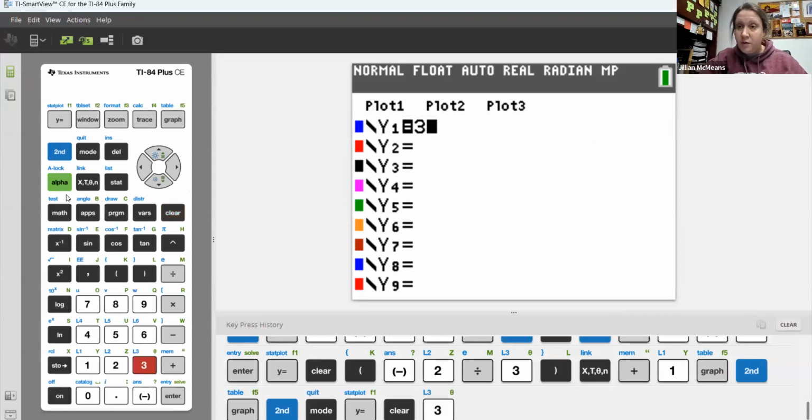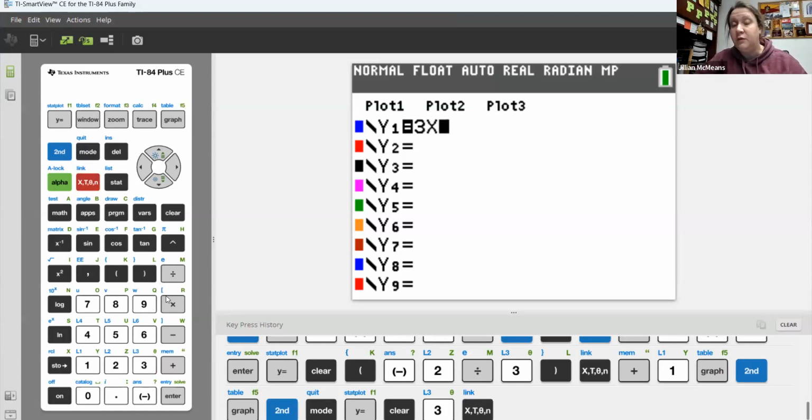The variable, hopefully you remember from the previous video, look for the two colorful buttons. Look for the one that says alpha. Beside alpha, directly to the right of that, is a button that says x, t, theta, and n. That's the button we want to use. So that's our x. And then we need minus 4.